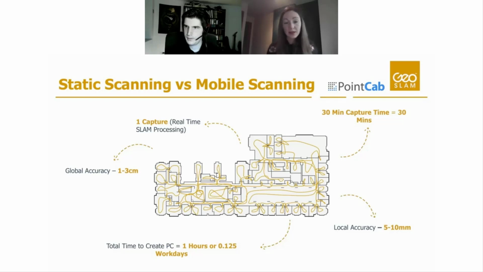And because the system was real time, the data was processed instantly, but maybe took another 30 minutes to download the data and export it, do a quality check. So 1 hour total capture and processing time into the stage that you've seen what Martin showed, making it almost 18 times faster than doing the same project with a terrestrial scanner. And on the accuracy side, the global accuracy was from 1 to 3 centimeters, and local accuracy was 5 to 10 millimeters.